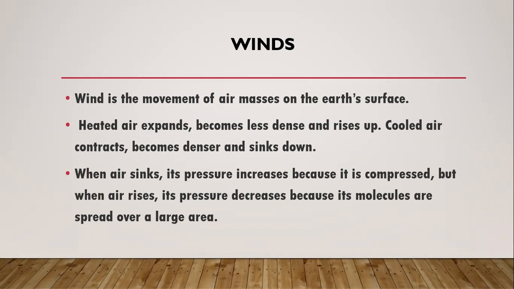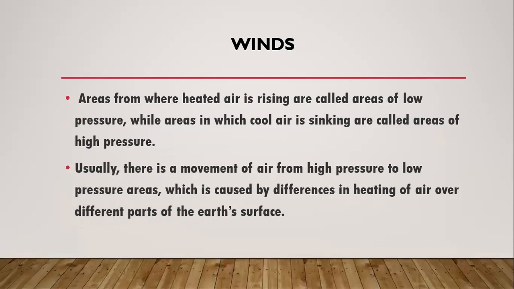Wind is basically the movement of air masses on the Earth's surface. Heated air expands, becomes less dense, and rises up. Now the cool air is the one that contracts, becomes denser, and then sinks down. When this air sinks, its pressure increases because it is compressed, but when the air rises, its pressure decreases because its molecules are spread over a large surface.